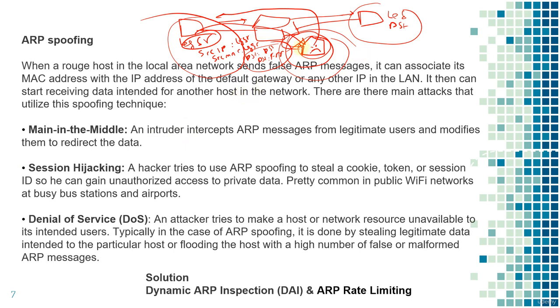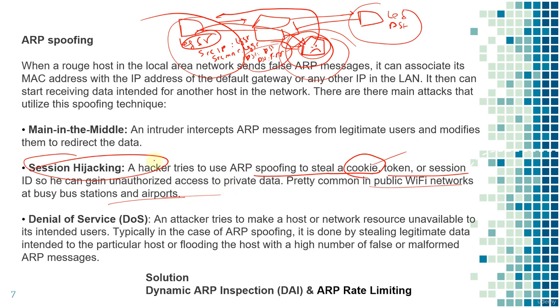Similarly, the attacker can do session hijacking. A hacker tries to use ARP spoofing to steal cookies, and we have already talked about what cookies are, the token or session ID. So he can gain unauthorized access to private data. This is pretty common in public Wi-Fi networks, such as in a busy airport. So this is how attackers can hijack a session using cookies or some other techniques.